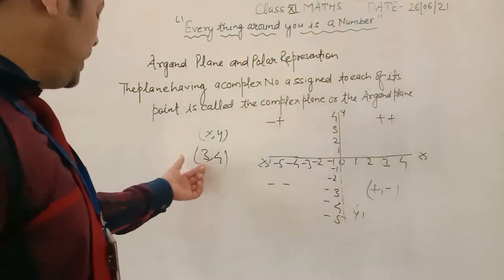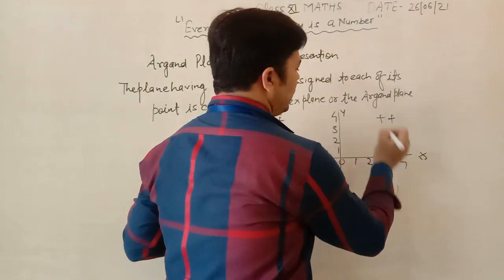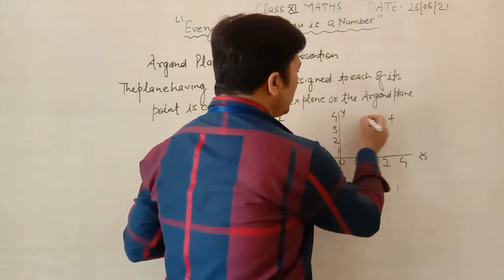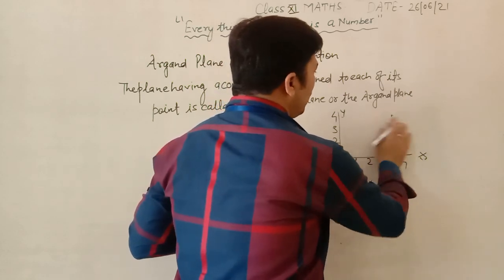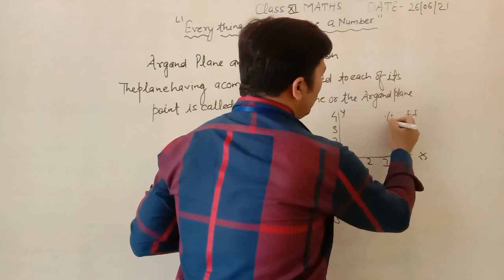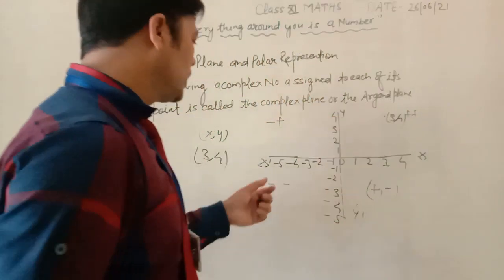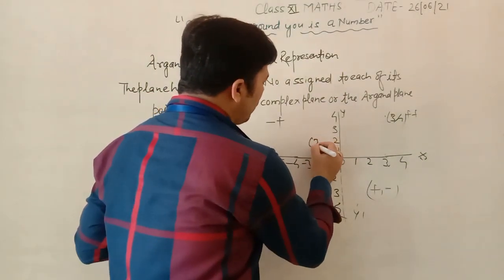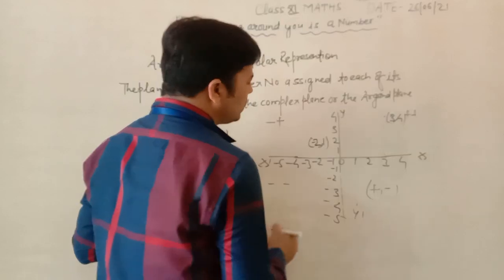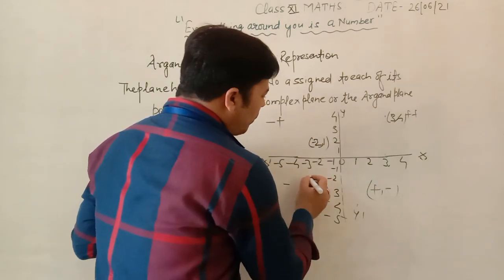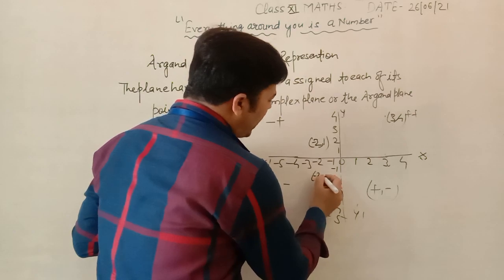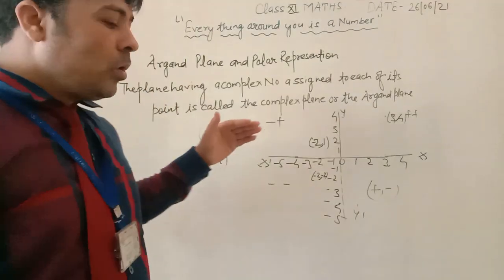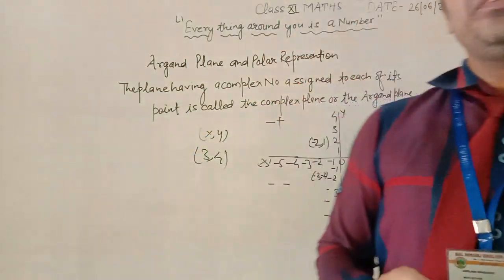So if you need to express 3 comma 4, x is 3 and y is 4, and this is the location of the point 3 comma 4. Similarly, this is minus 2 comma 1, and this point is minus 2 comma 2. So these are the locations for ordered pairs of x and y.